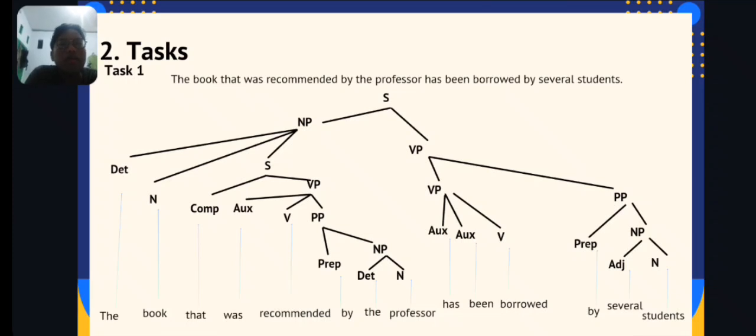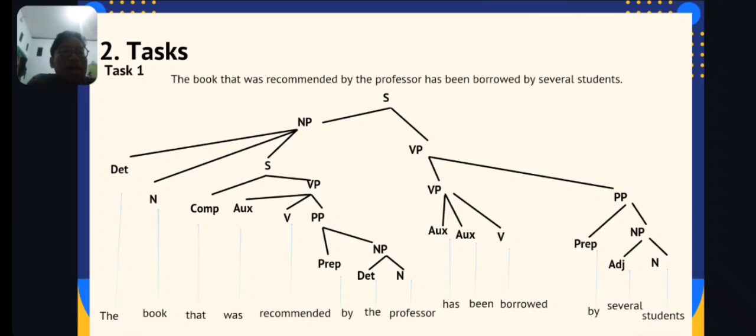The book recommended by the professor has been borrowed by several students. So the determiner is the, and the noun is book. That is complex. Was is the aux. Recommended is the verb. By is the preposition. The determiner is the, and the noun is professor.